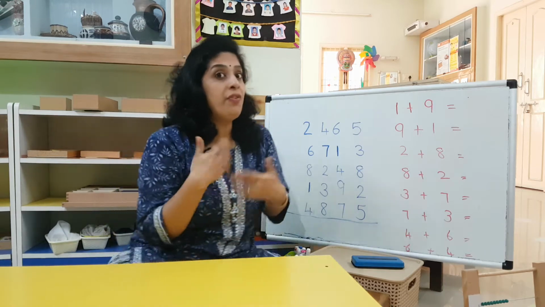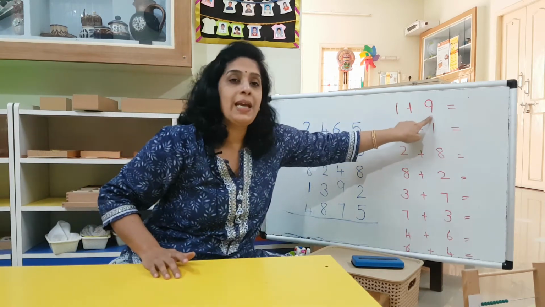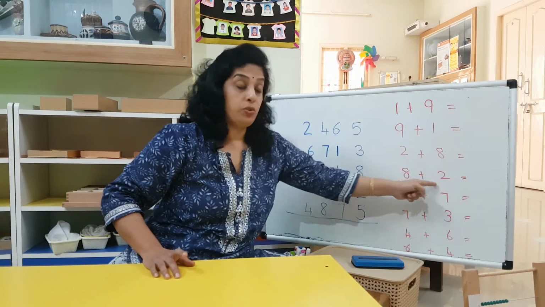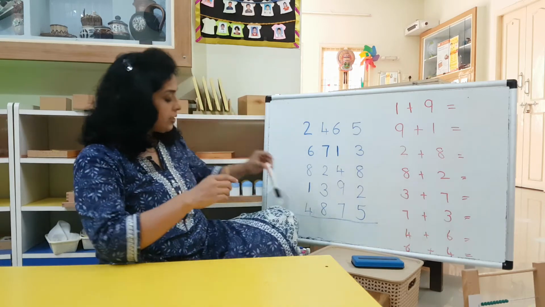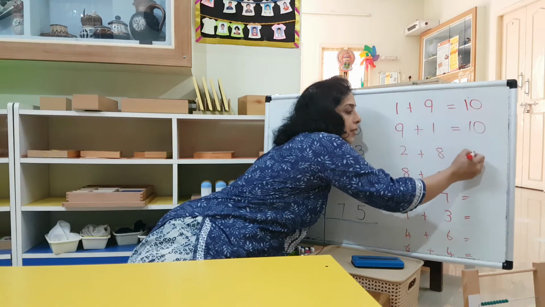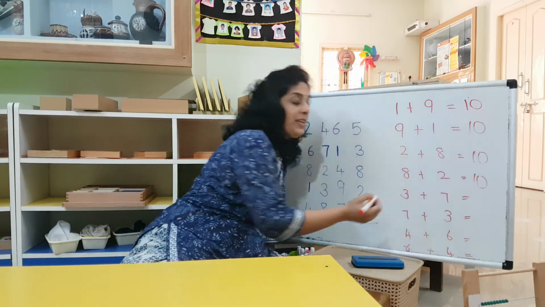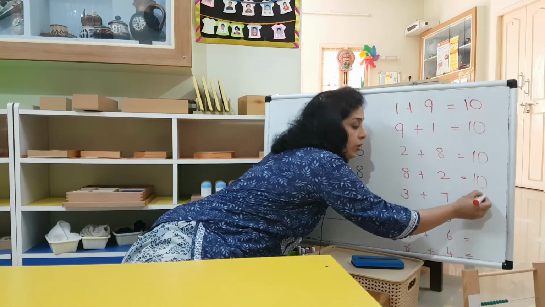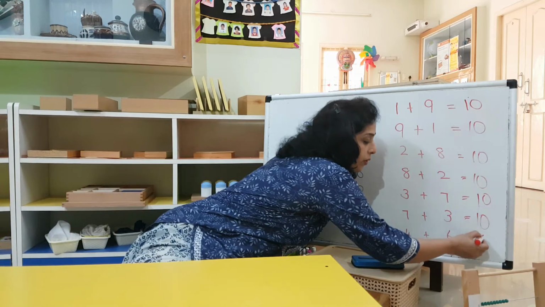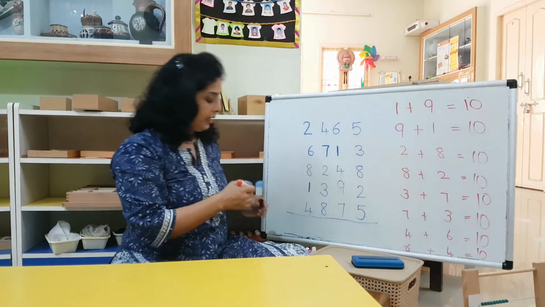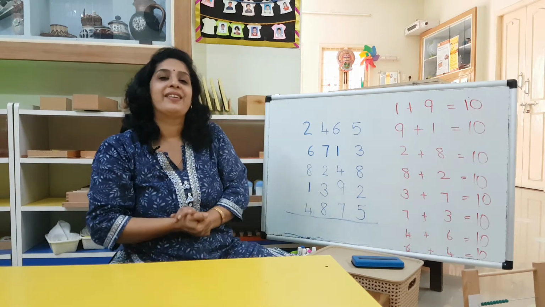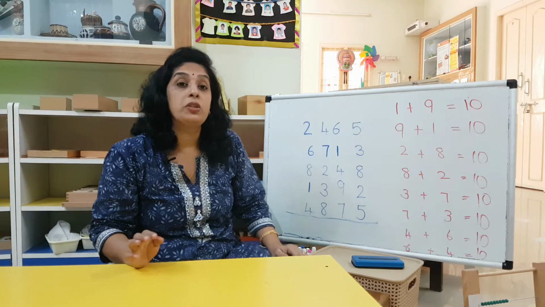So you see that there are different ways of getting 10. 1 plus 9 is 10. 9 plus 1 is also 10. 2 plus 8 is 10. 8 plus 2 is also 10. Maybe I'll write it down for you. The answer is 10. 3 plus 7 is 10. 7 plus 3 is also 10. 4 plus 6 is 10. 6 plus 4 is also 10. And finally, the first thing that we had always learned, 5 plus 5 is 10. Good.